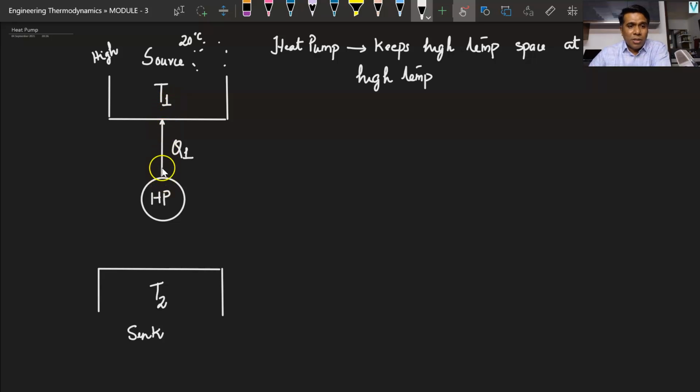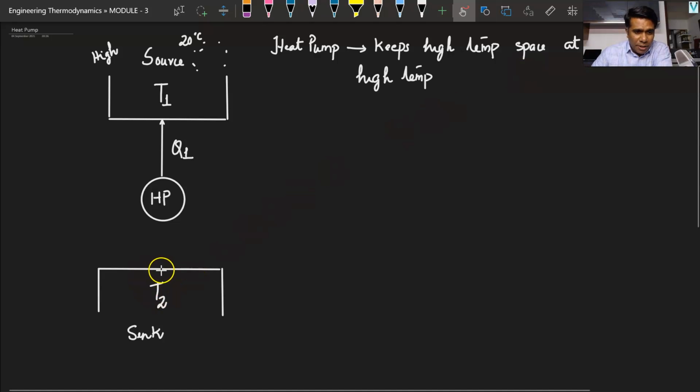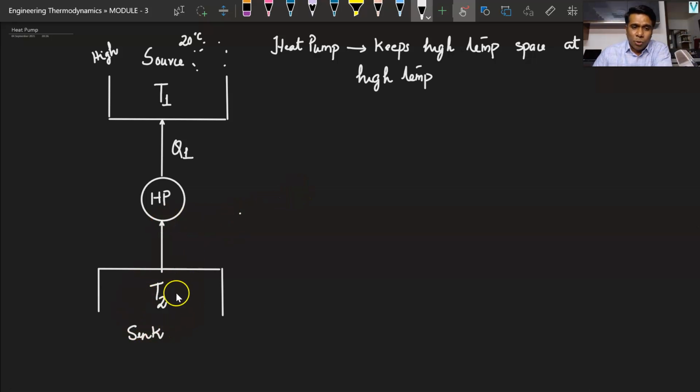Now, it cannot just supply heat. That is not possible as per the first law. For that, it has to absorb heat from somewhere. So the best place is the atmosphere. So what does the heat pump do? The heat pump extracts heat from a low temperature space and continuously gives it to a high temperature space.